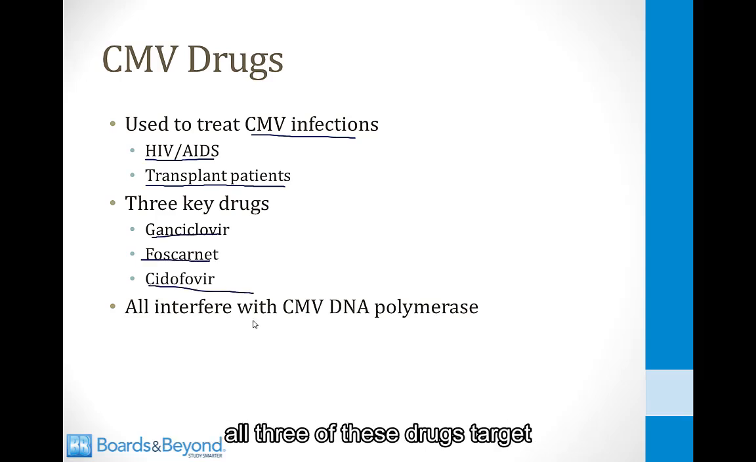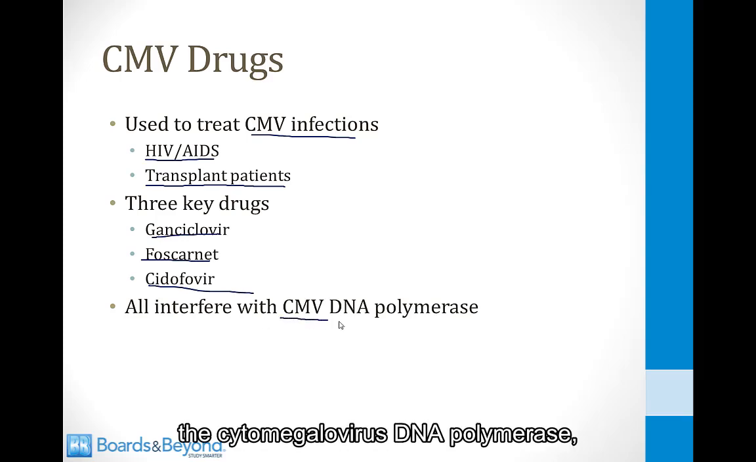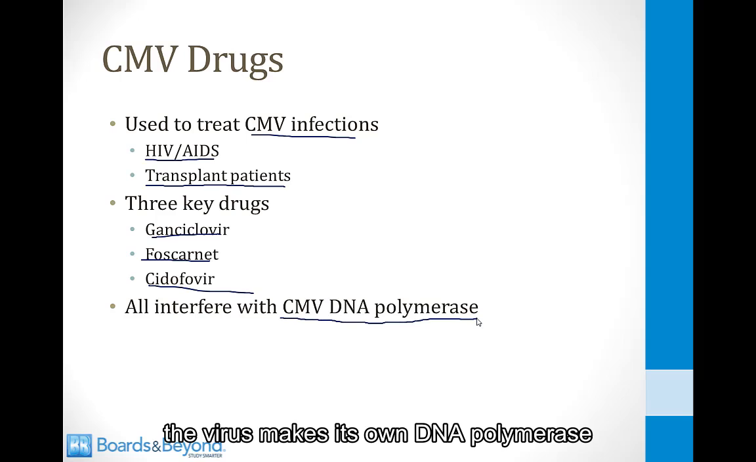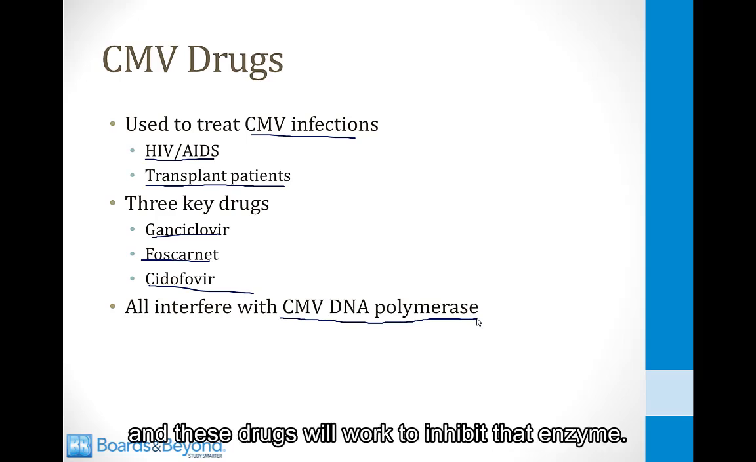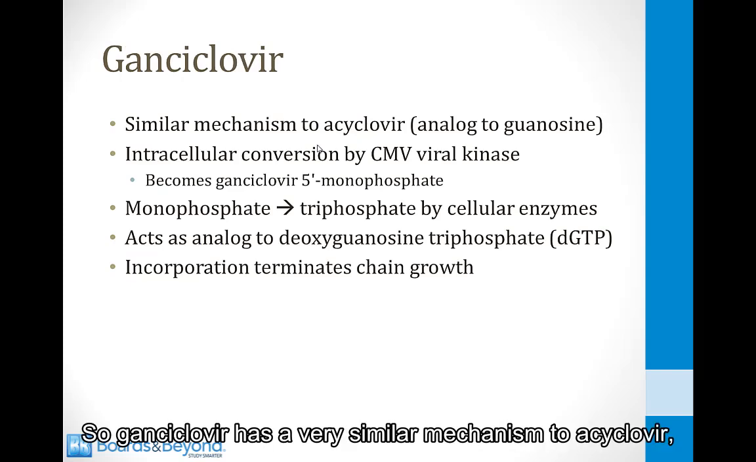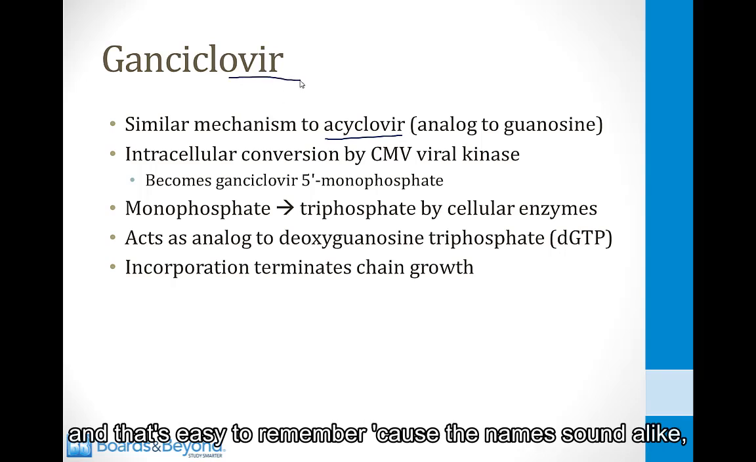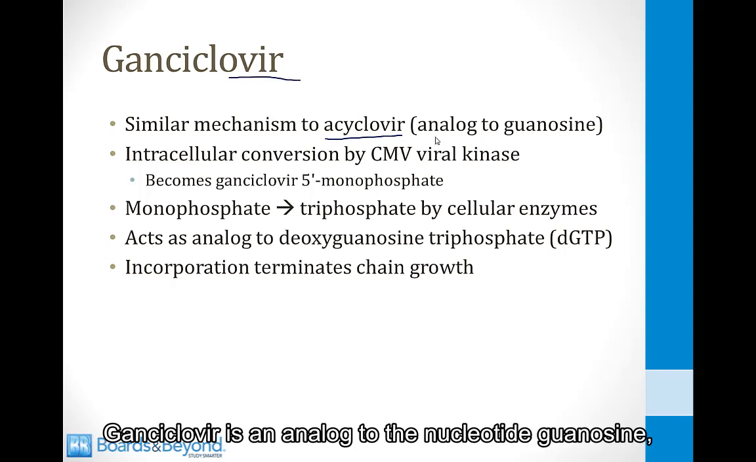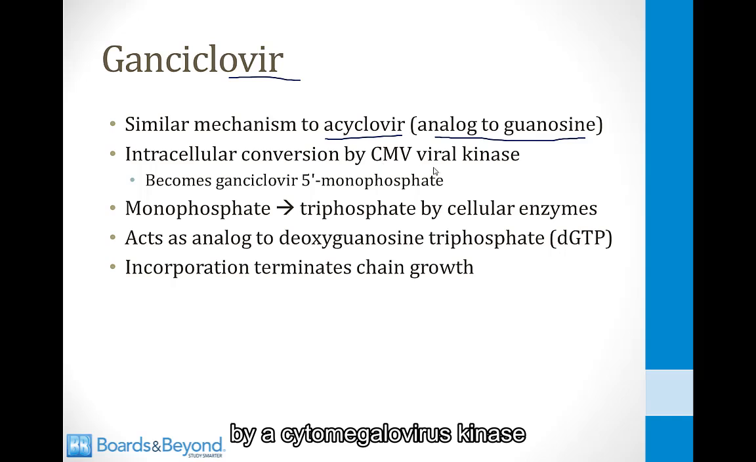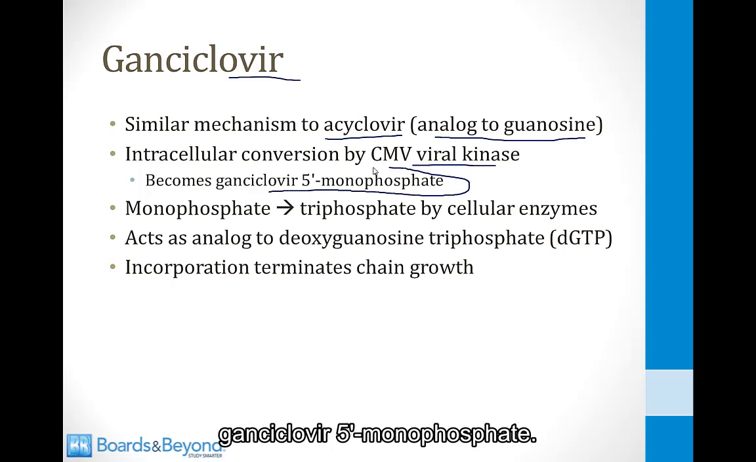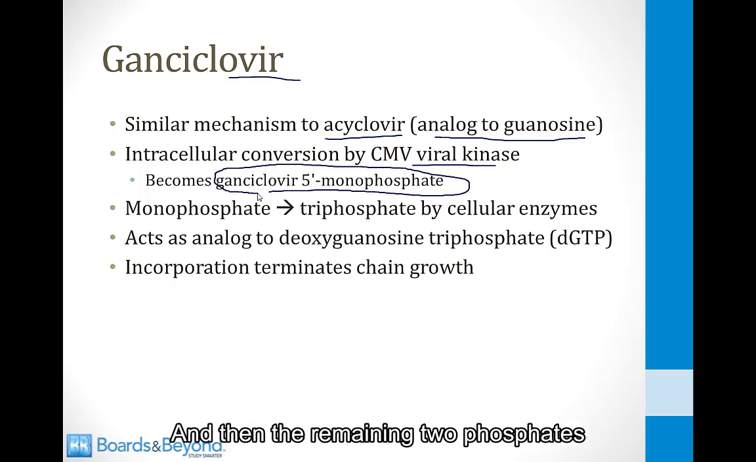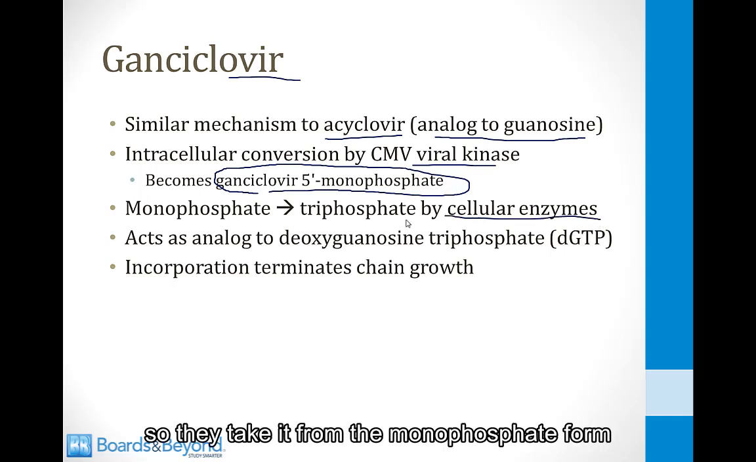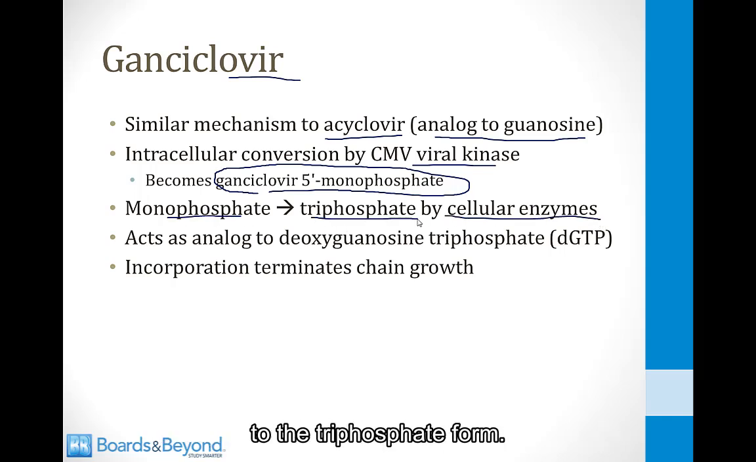And as we'll see, all three of these drugs target the cytomegalovirus DNA polymerase. The virus makes its own DNA polymerase, and these drugs will work to inhibit that enzyme. So ganciclovir has a very similar mechanism to acyclovir, and that's easy to remember because the names sound alike. They end in ovir. Ganciclovir is an analog to the nucleotide guanosine. It gets intracellularly converted by a cytomegalovirus kinase to become the monophosphate form, ganciclovir 5' monophosphate. And then the remaining two phosphates get added by cellular enzymes, so they take it from the monophosphate form to the triphosphate form.